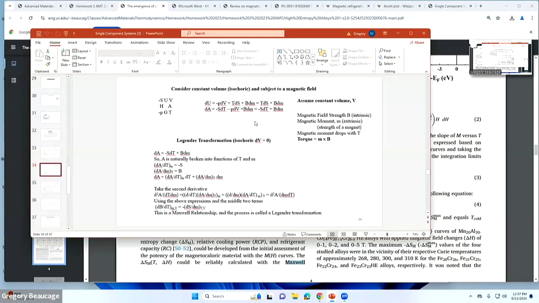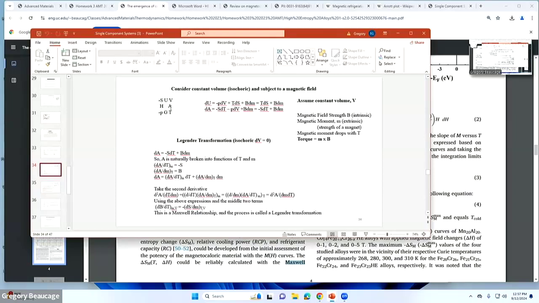Yeah, so we used the Legendre transformation to get the Maxwell, right? So you can say dA or you can say dG here. So if you do dG, it's minus SdT plus VdP. So you see, and then if you use Gibbs, you have VdP, say it's a constant pressure, you get rid of the VdP part, right? You say it's like an atmospheric pressure.